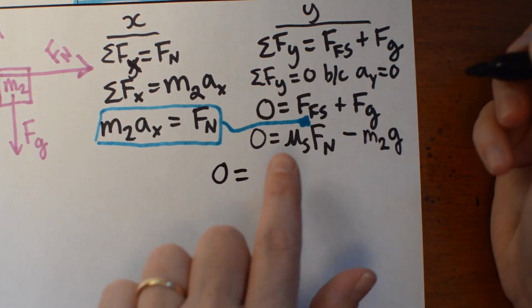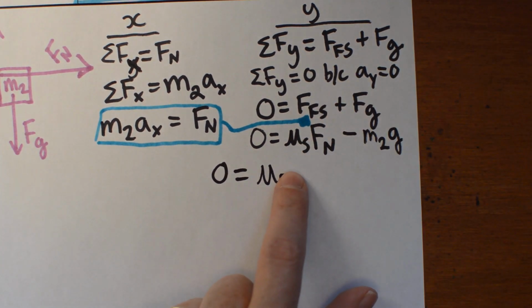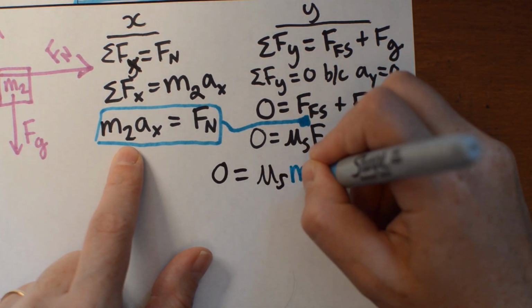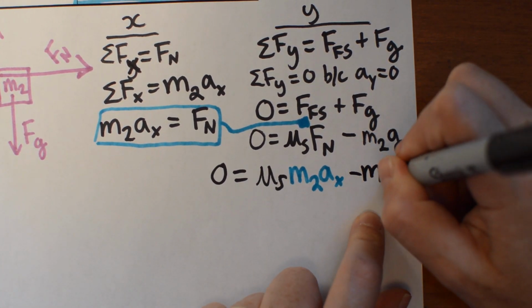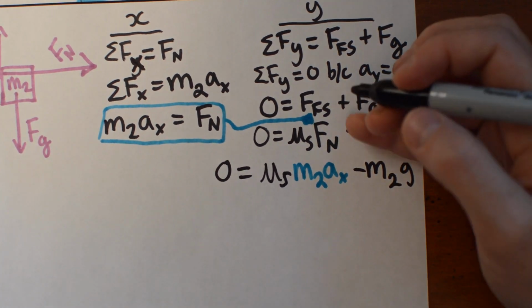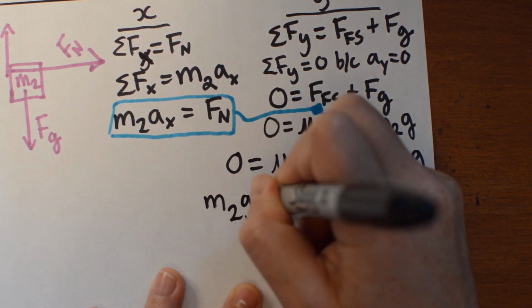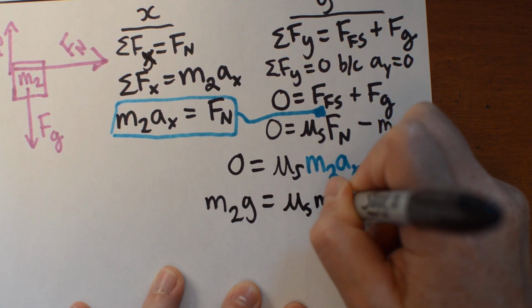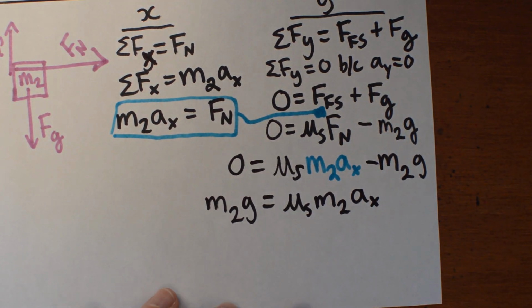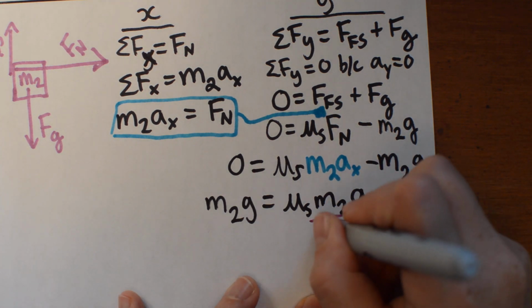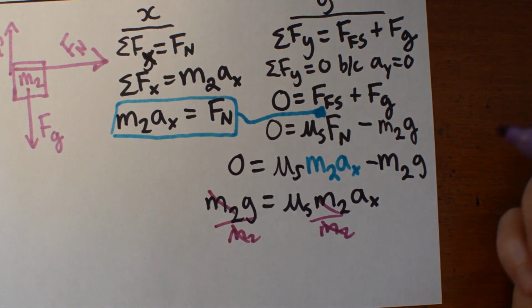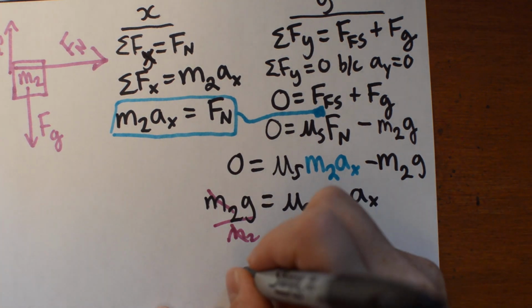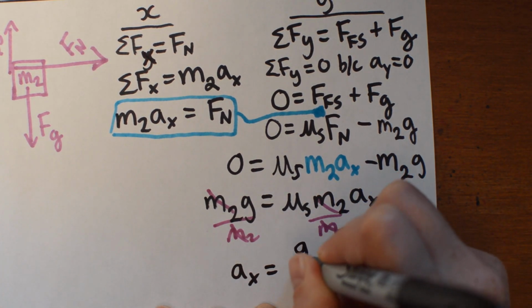So I'll have 0 is mu s times Fn, but I know Fn is m2 times ax, and then minus the m2g here. We can move the m2g to the other side, so it's positive. So I get m2g is equal to mu s m2 ax. Then I'm going to divide both sides by m2. That's nice because it cancels out the mass. I also want to get ax on its own, so I'm going to divide both sides by mu s as well. And I get ax on its own. It's just going to be g over mu s.